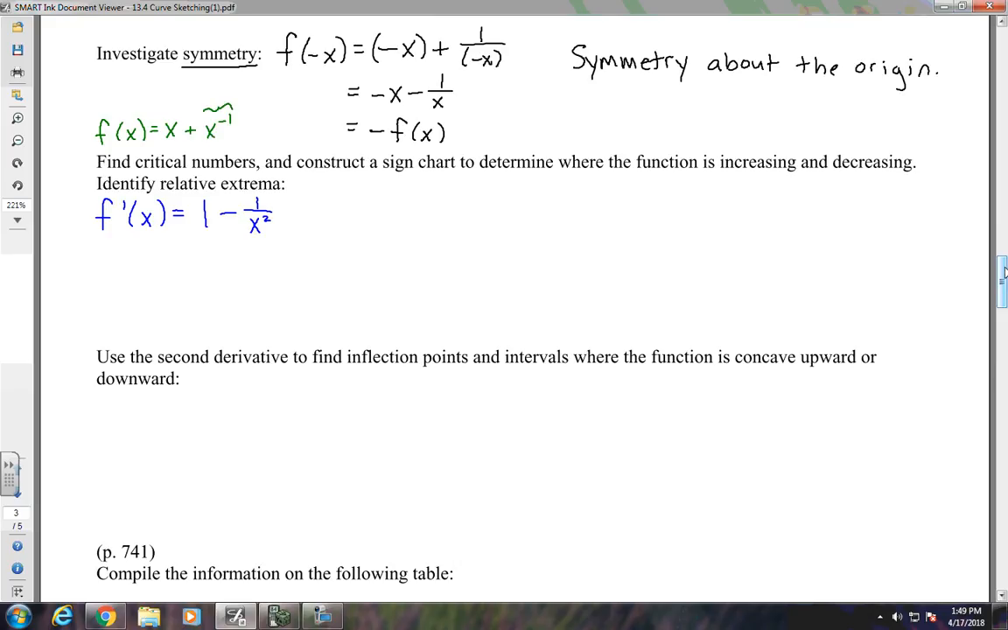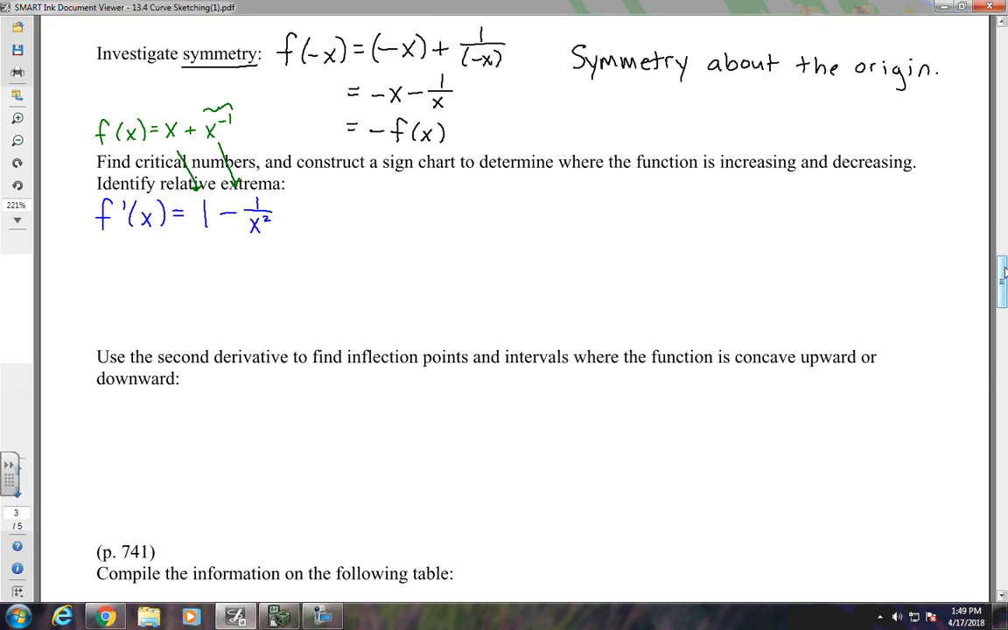Right? So x plus 1 over x can also be written x plus x to the negative 1. So the derivative of that first term is 1. If I apply the power rule to the second term, I have negative 1x to the negative 2, which can be rewritten in fraction form like that.